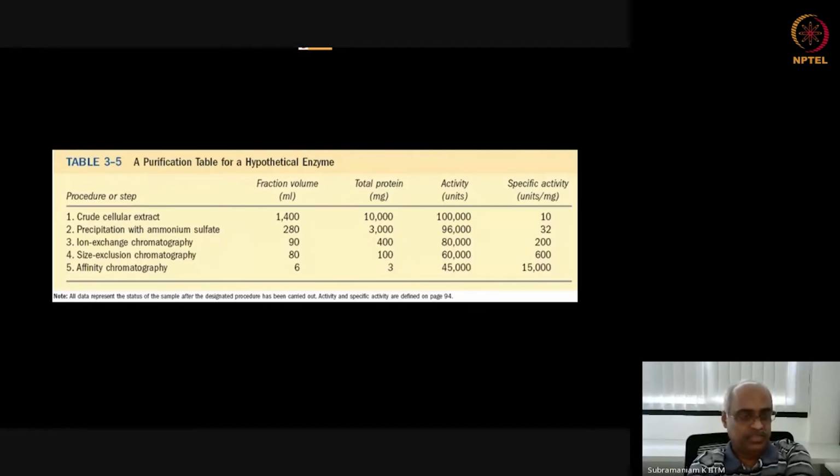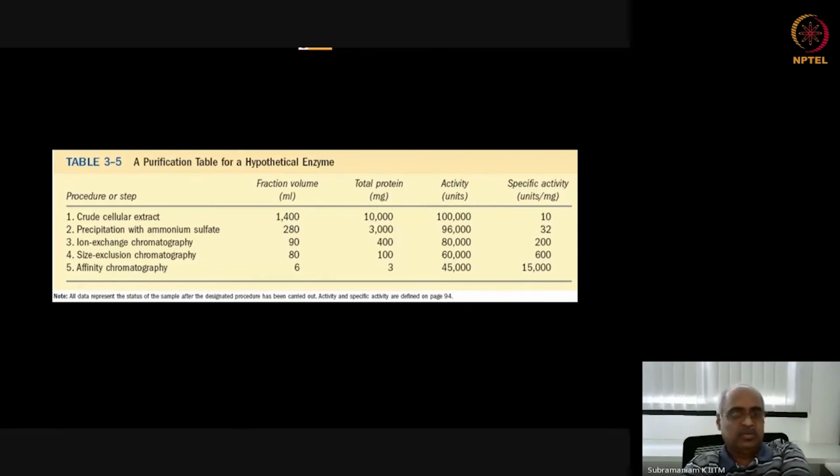Okay, so now the crude cellular extract, which is a mixture of everything that was in the cell, your enzyme is also present, but your enzyme is one of the many things that are there. So in the crude extract, let us say you are starting with 1.4 liters, and then you have about 10 grams of protein, and the entire amount of your protein is also part of the 10 grams, and you have, let us say, 100,000 units. When you divide by the number of milligrams of protein, then you get 10, meaning per milligram you have 10 units of your enzyme there.